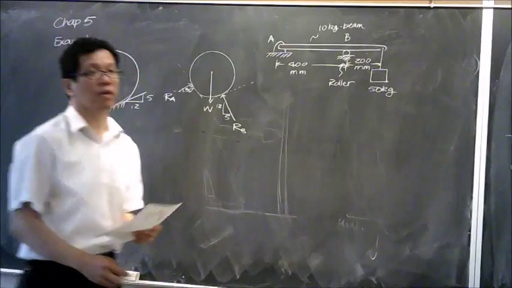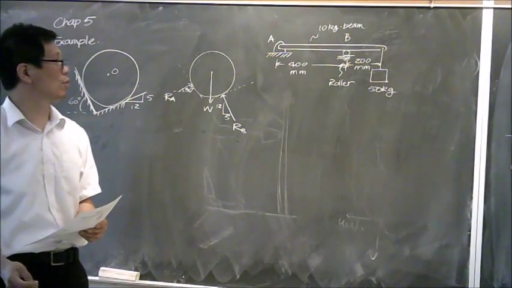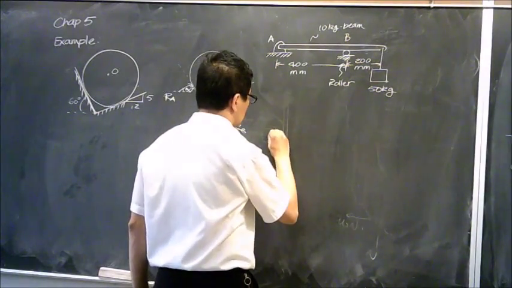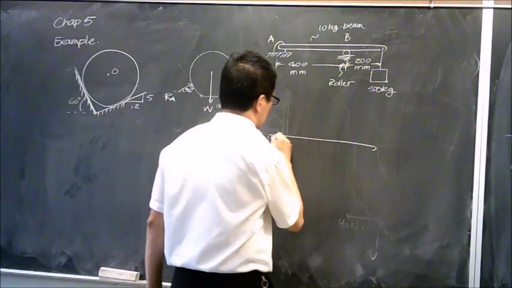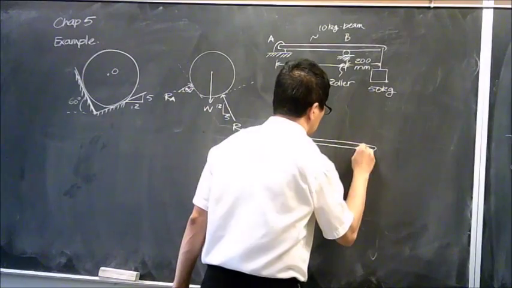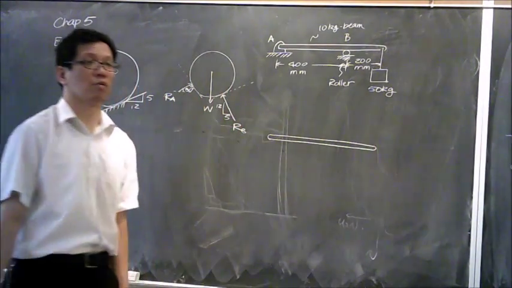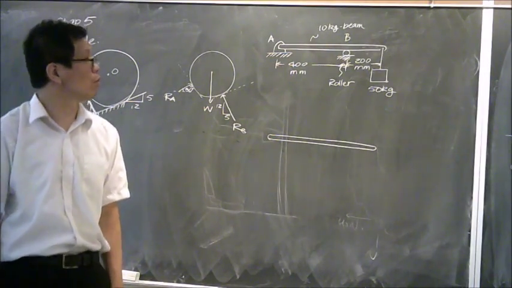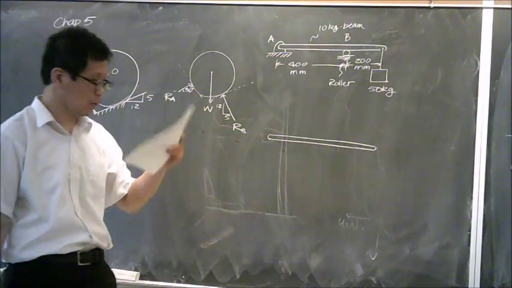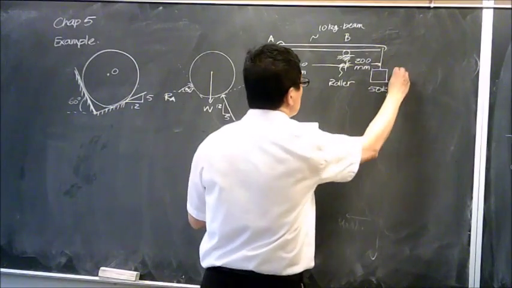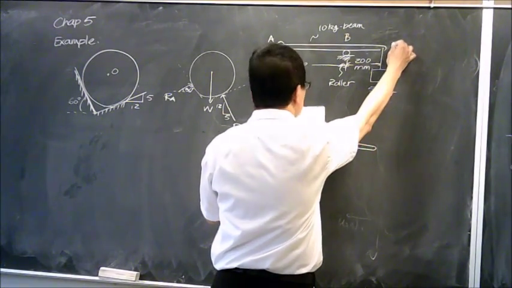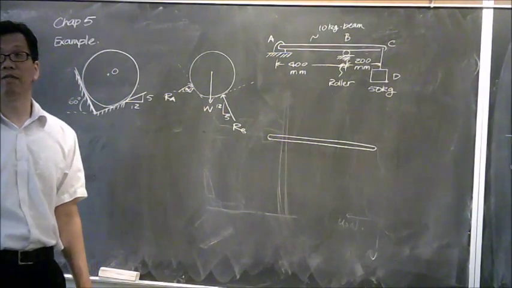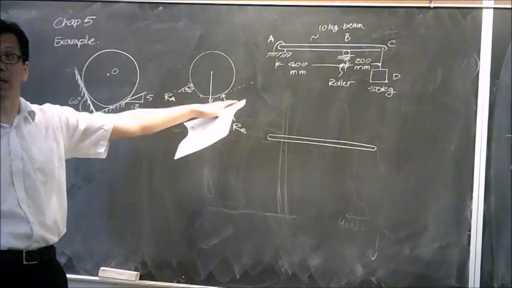So I'm not going to solve this problem. I'm just going to draw the free body diagram for this thing. So over here, how many connections do we have here? Okay, 3. Let's name this one. So let's start from point A. What kind of free body diagram should we use at point A?